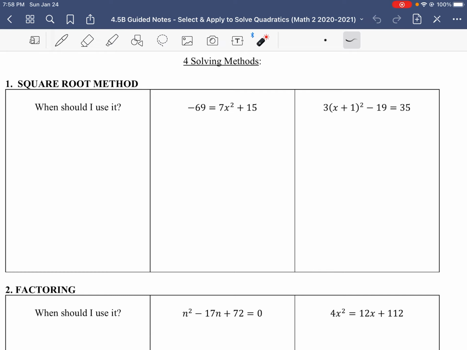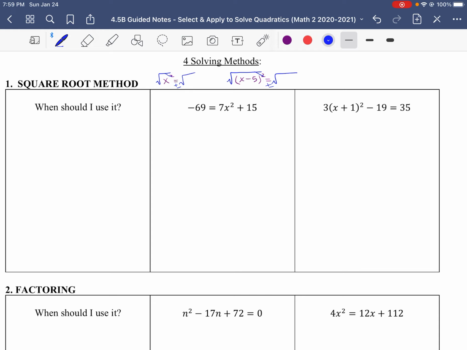Number 1 is the square root method. The square root method is just being able to isolate the variable, so it looks something like x squared equals a number. We could also have something like (x minus 5) squared equals something. Once you get the squared piece by itself, then to undo the square, you square root both sides. When you do that, it introduces a positive and a negative solution on the right-hand side. Then we simplify as much as possible and continue to solve for the variable.